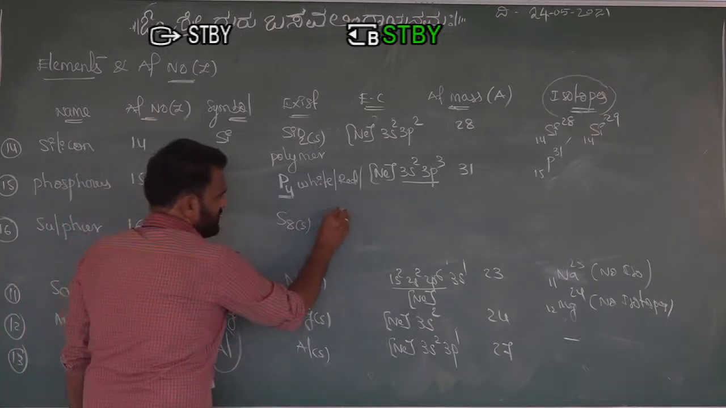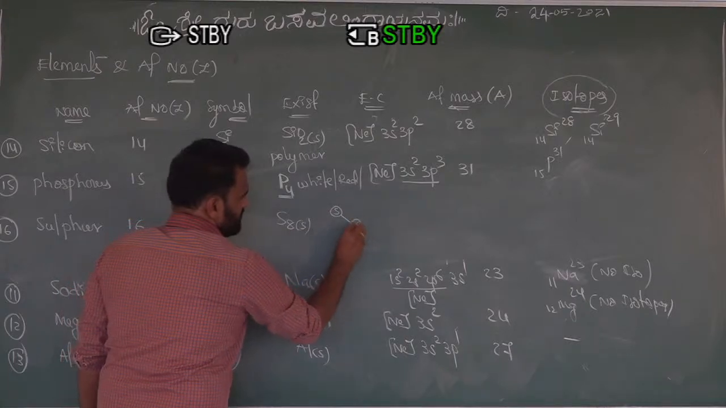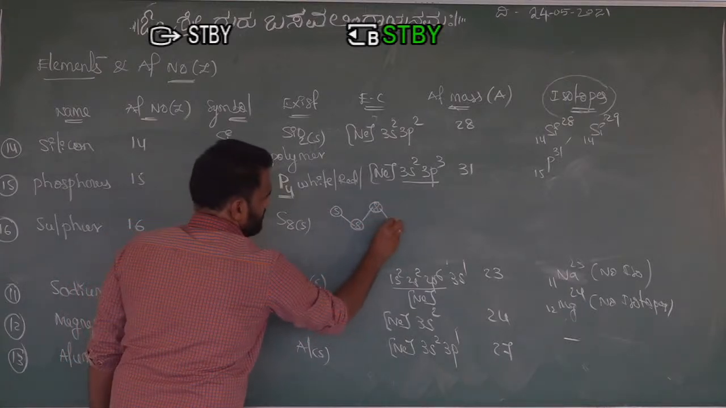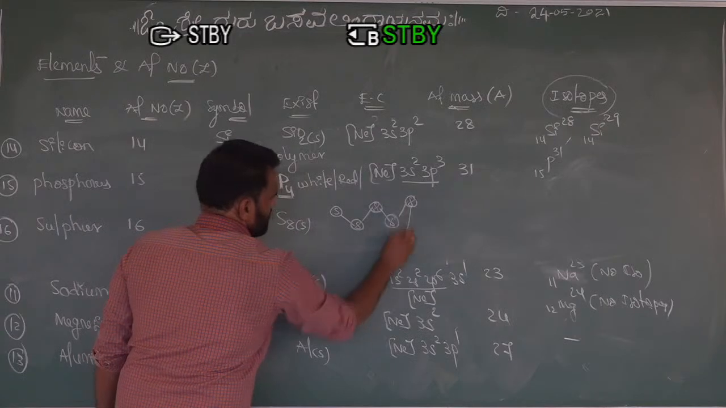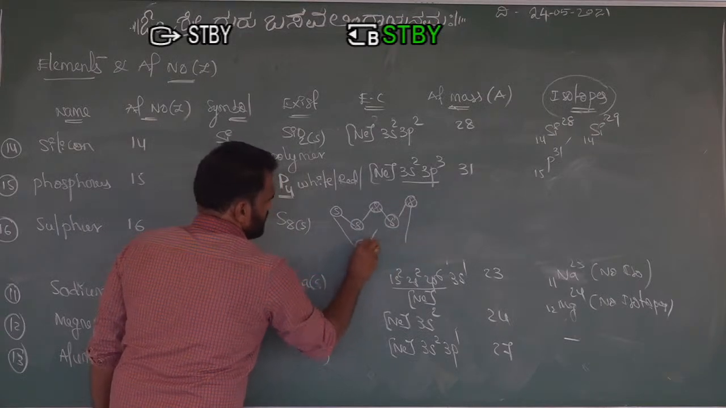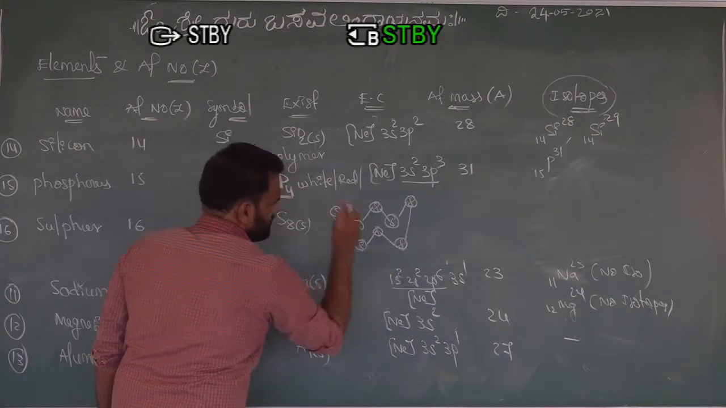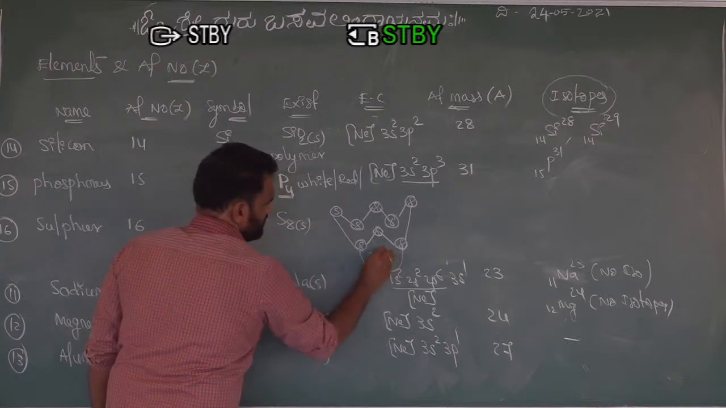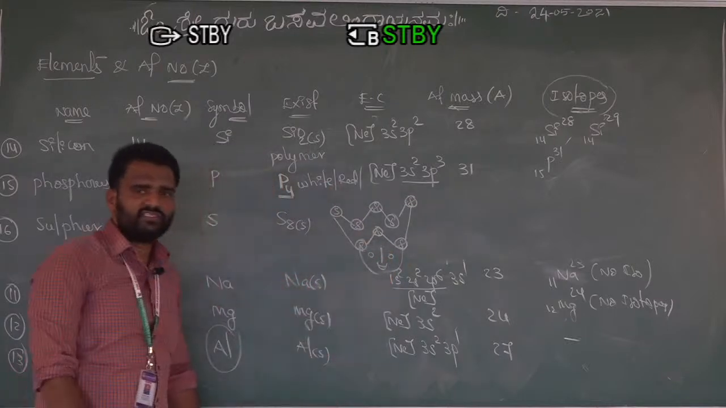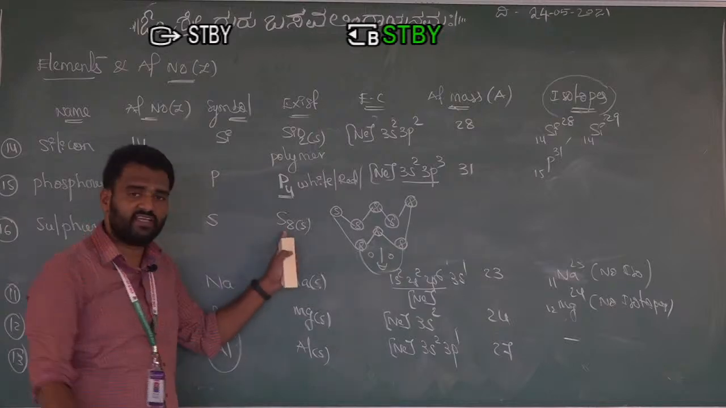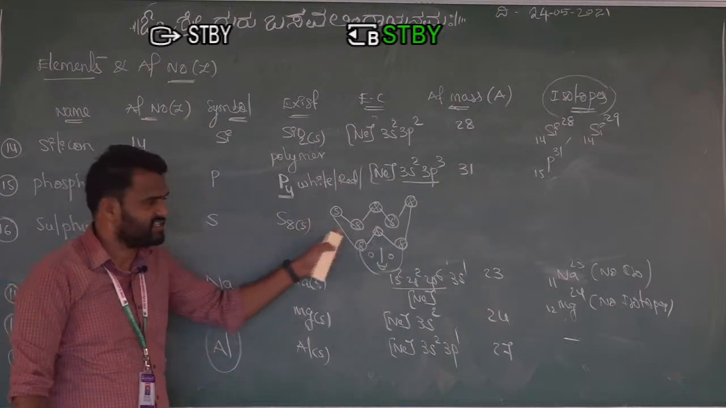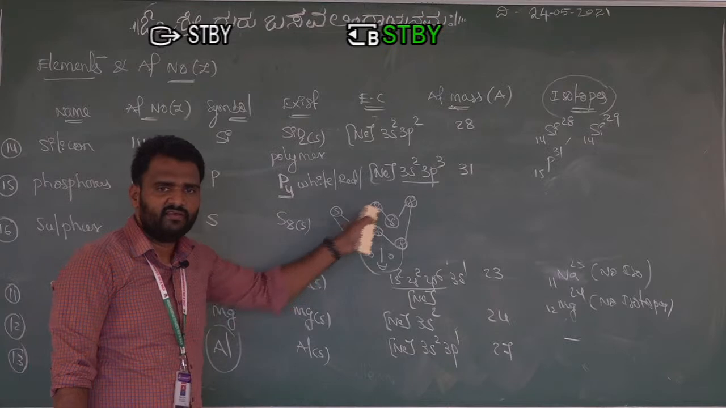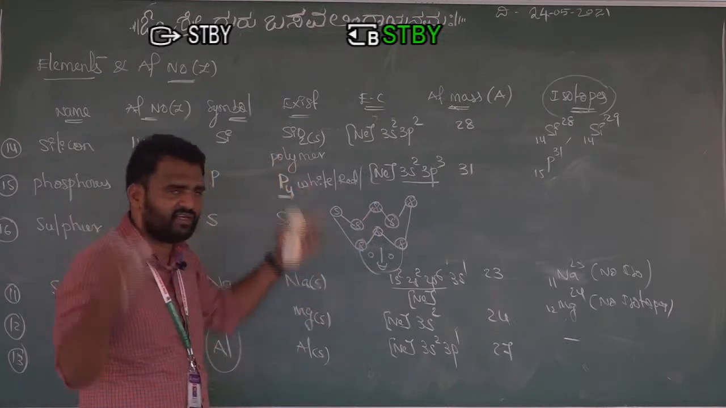If you see the structure of sulfur, how will it be? It is a crown structure. The sulfur structure is crown shape, and the crown structure is very, very important. So sulfur exists in S8 form, and its structure is crown structure. You know what a crown looks like.